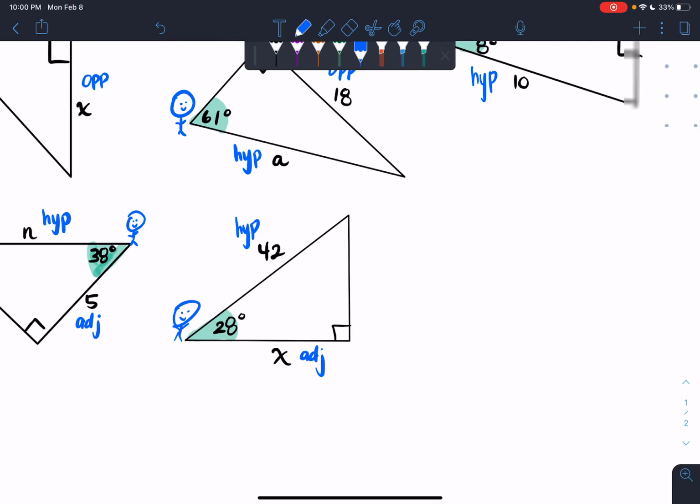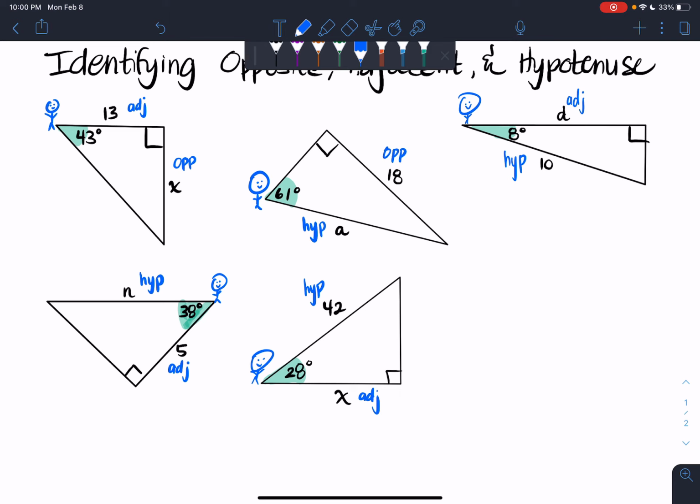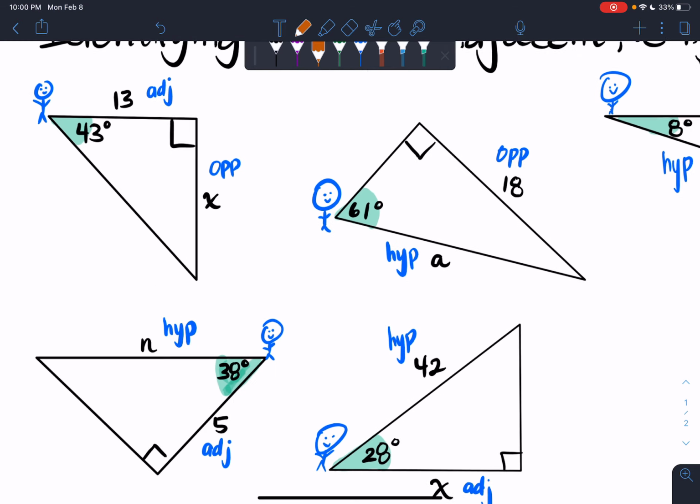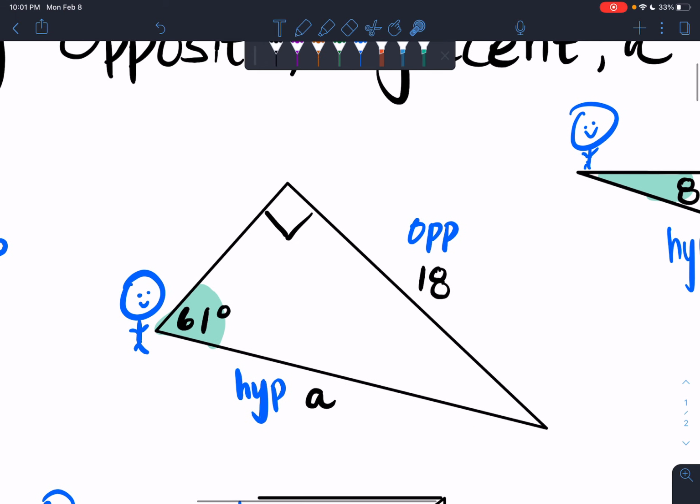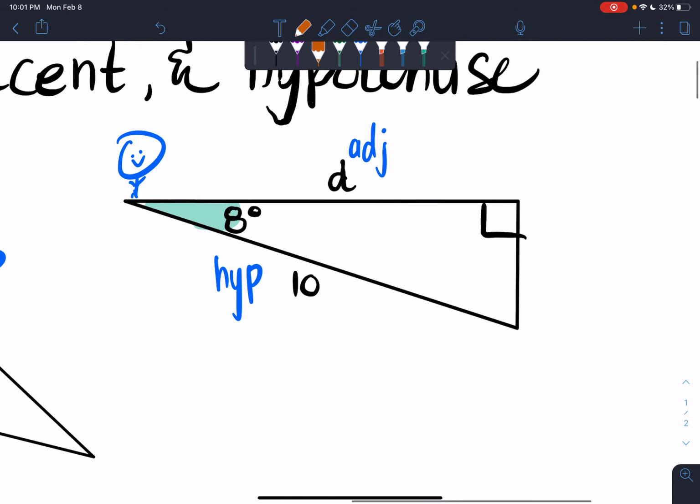Now if I had to go through and fill in the blanks, the missing sides here, I can go ahead and do that just for good measure. So for this first one, this side here will be the hypotenuse because it is across from our right angle. This side here is our adjacent side because it's right next to where we're standing. This side here is so far away from where we're standing, so that will be my opposite side.